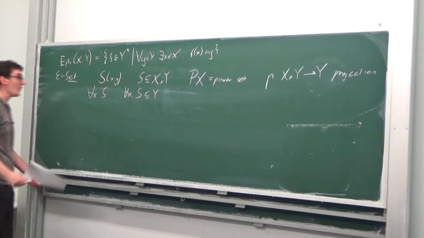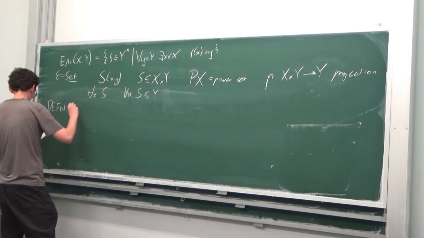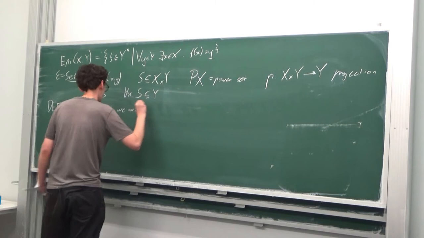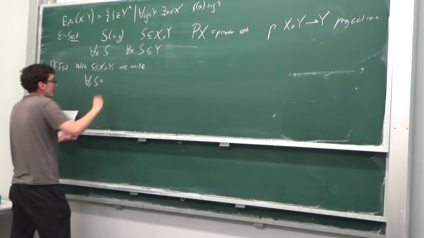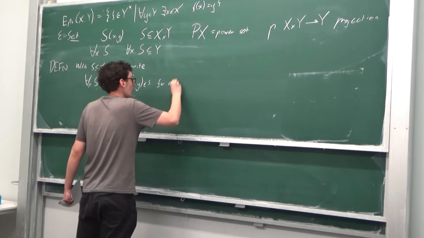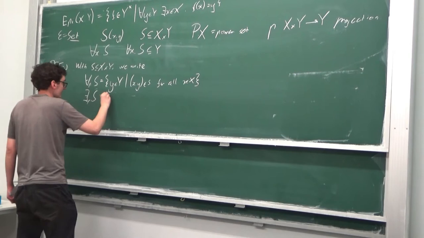So let's turn that into a definition. With S a subset of X cross Y, we write for all, and I'm going to give it a subscript p, for all_p S. We define that as the set of all y in Y such that (x, y) is in S for all x in X. And then similarly, exists_p S is the set of all y in Y such that (x, y) is in S for some x in X.